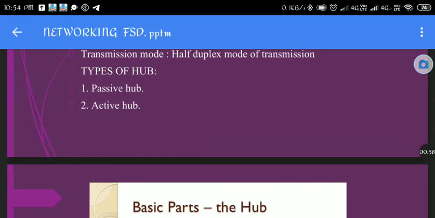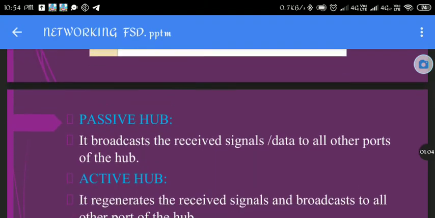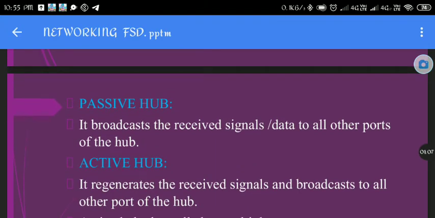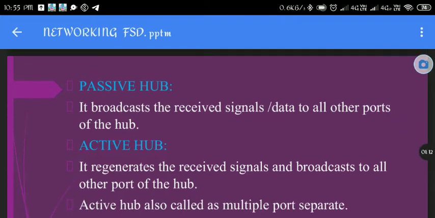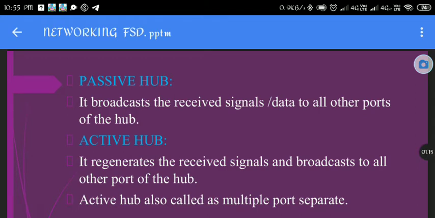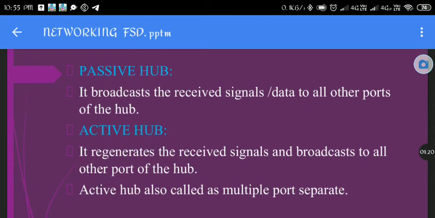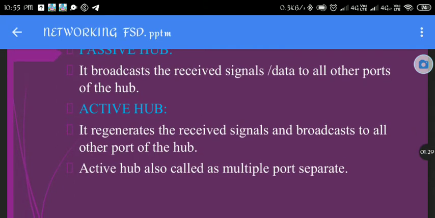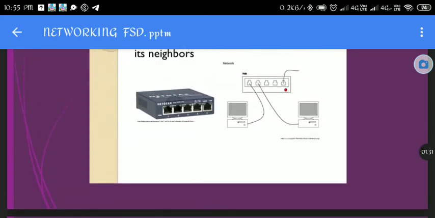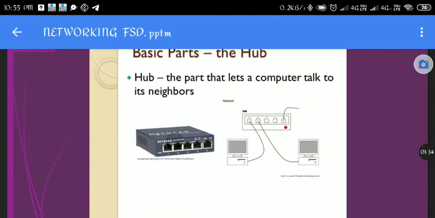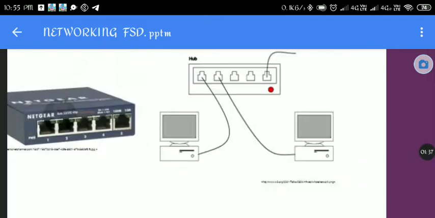There are 2 types of hub: passive hub and active hub. A passive hub broadcasts the received signal data to all other ports of the hub, whereas the active hub regenerates the received signal and broadcasts it to all other ports of the hub. The active hub is also called the multi-port separator. Okay, this is the diagram of a hub. It will be connected through the ports.